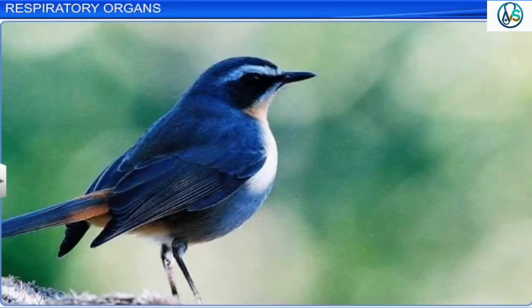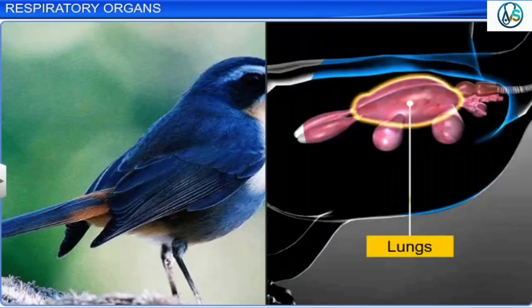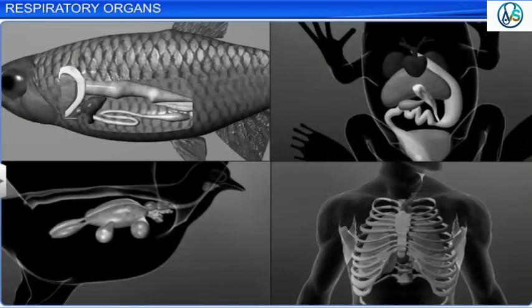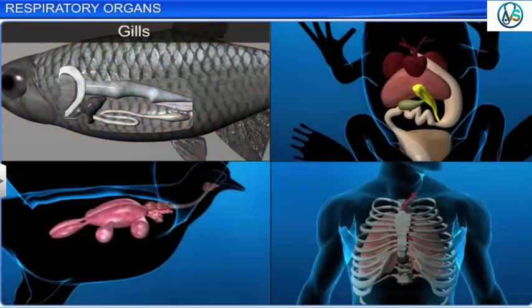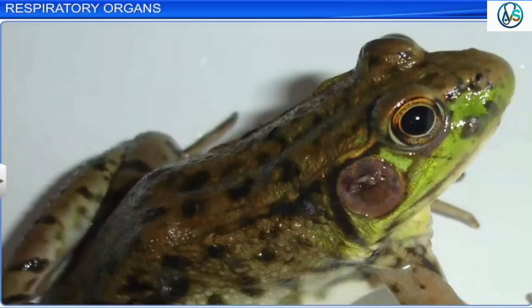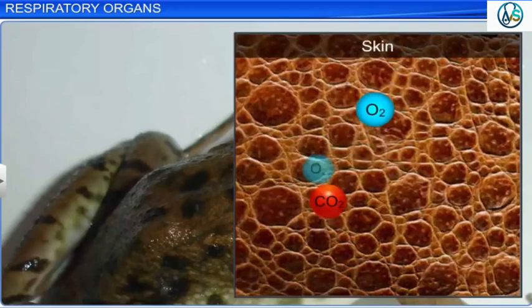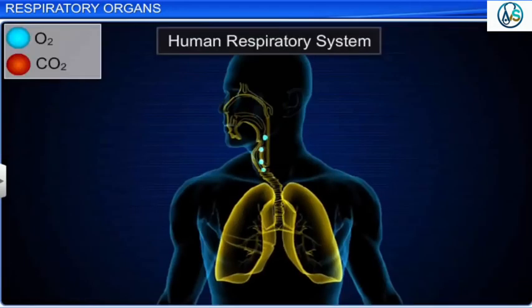Terrestrial forms of vertebrates use vascularized bags called lungs. Among vertebrates, fishes respire through gills, whereas amphibians, reptiles, birds and mammals respire through lungs. Apart from lungs, frogs can also respire through their skin. Among all animals, mammals have the most well-developed respiratory system.